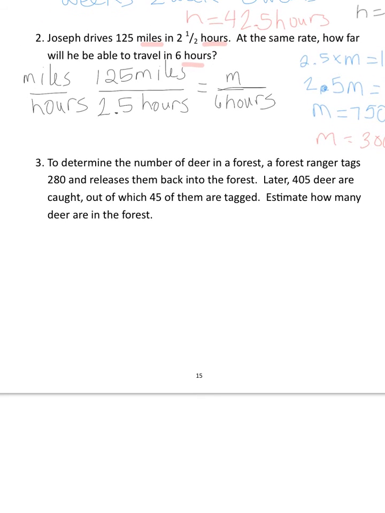Now on to number 3, which is going to start where the problems get a little trickier. To determine the number of deer in the forest, a forest ranger tags 280 and releases them back into the forest. Later, 405 deer are caught, out of which 45 of them are tagged. Estimate how many deer are in the forest.